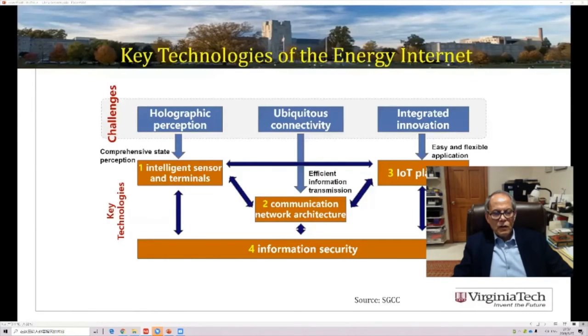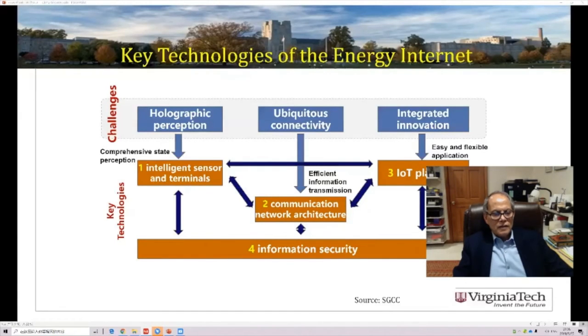First is called holographic perception. Holography means it's a multi-dimensional view. I say holographic view means I can see from all directions. That means it has to be understood by many people with different perspectives.